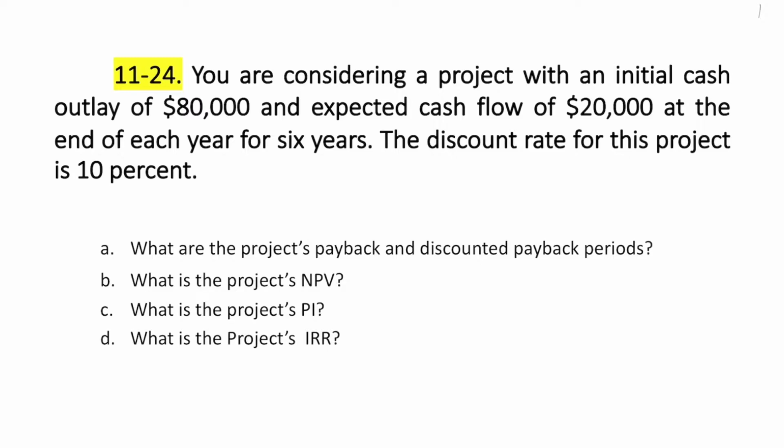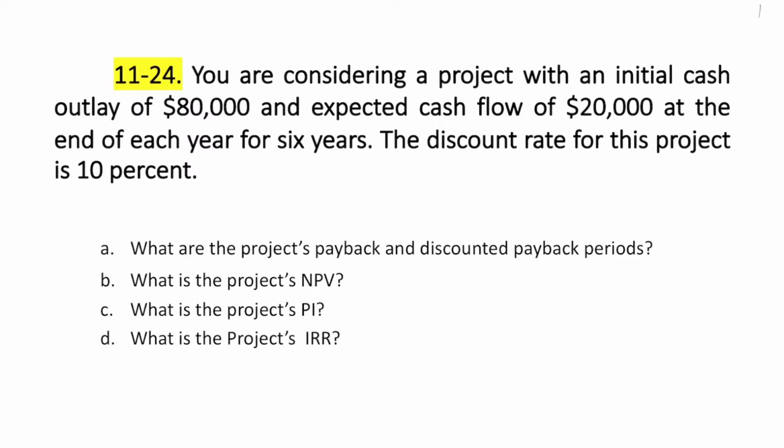Let's begin with the first problem from chapter 11. Question number 24. You are considering a project with an initial cash outlay of $80,000 and expect cash flow of $20,000 at the end of each year for 6 years. The discount rate of this project is 10%.